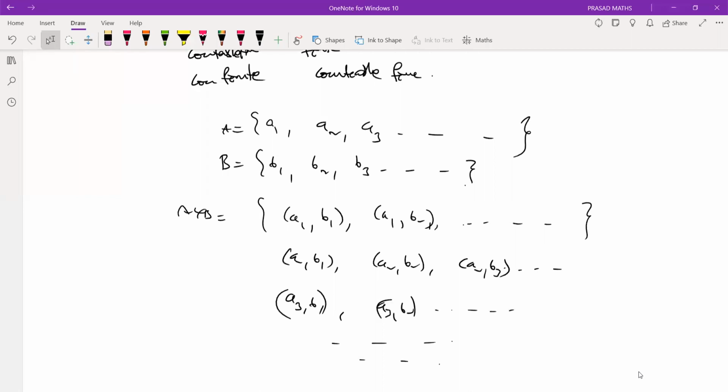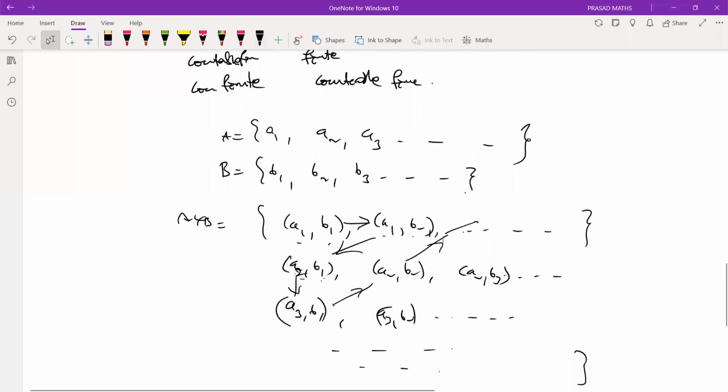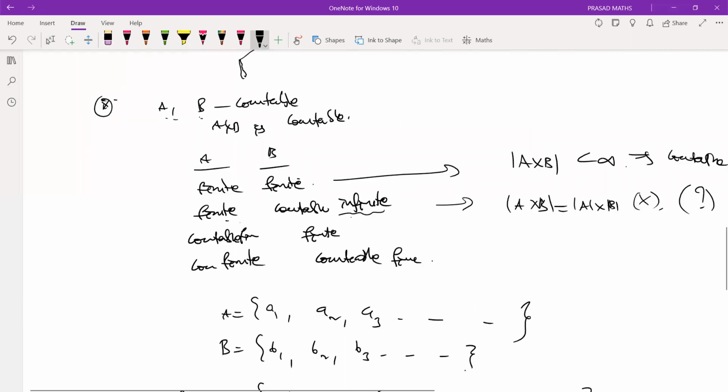So what you observe? Same thing. 1 plus 1 is even, you go right. 1 plus 2 is odd, you go down. 2 plus 1 is odd, so go down. 3 plus 1 is even, go up like this. So by the diagonal process, this is also countable. In all cases, whenever it is countably infinite, what do you observe? It is countably infinite.